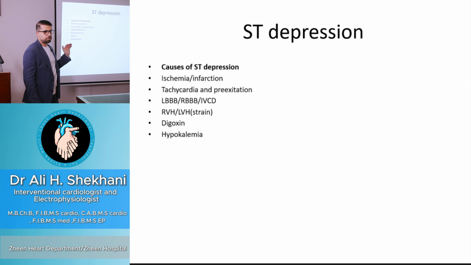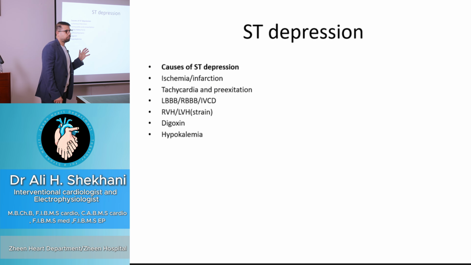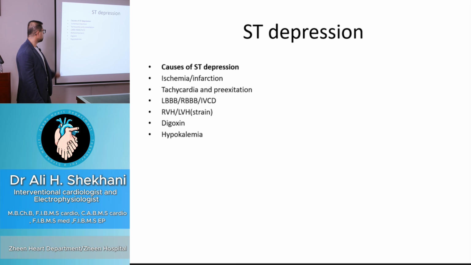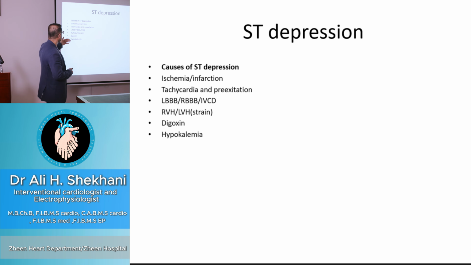Now the ST depression. ST depression is also a very common ECG finding. We have several causes for ST depression. The most important is myocardial ischemia or infarction, or sometimes it is due to tachycardia, maybe due to left or right bundle branch block, or RVH, LVH due to repolarization abnormalities. Sometimes drugs like digoxin cause reverse tick sign ST depression, or electrolyte disturbance.